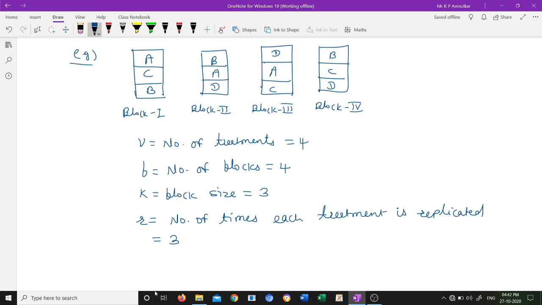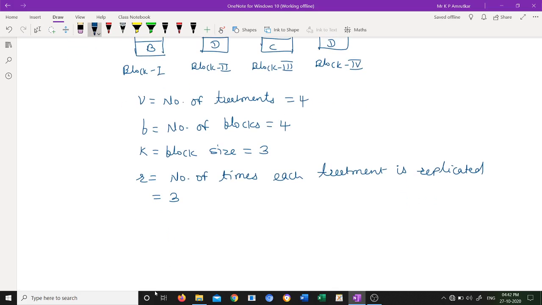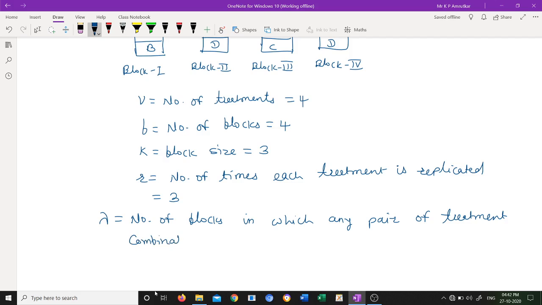Now lambda means the number of blocks in which any pair of treatment combinations occurs together.